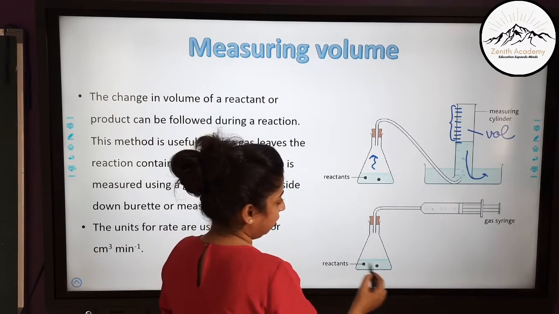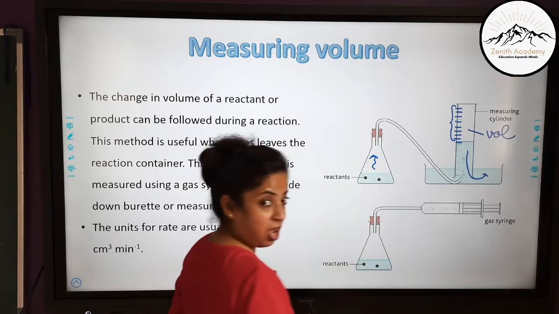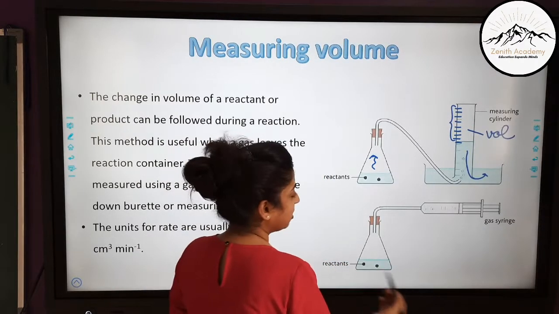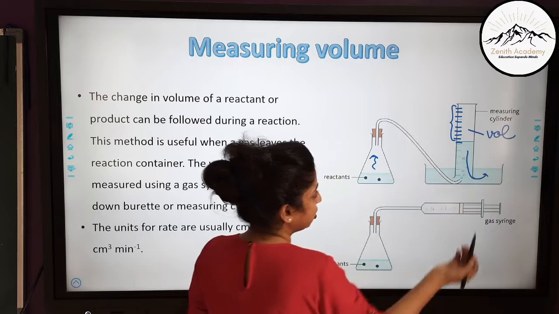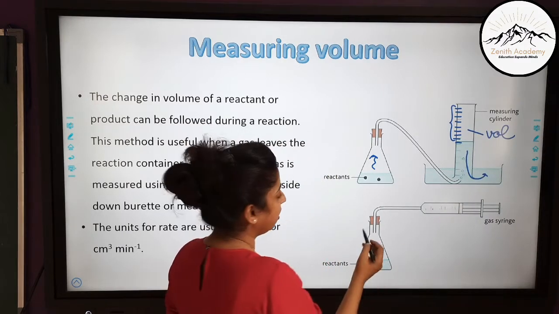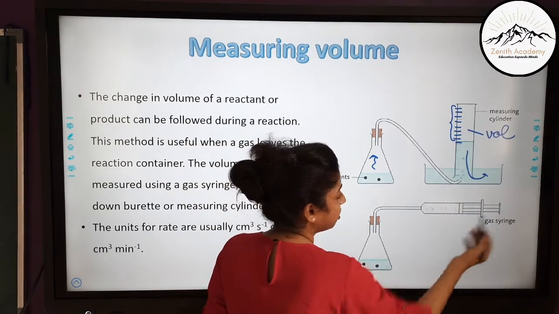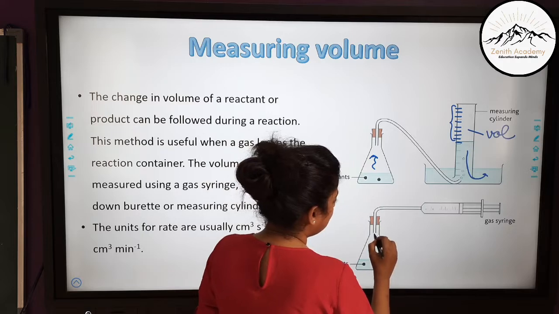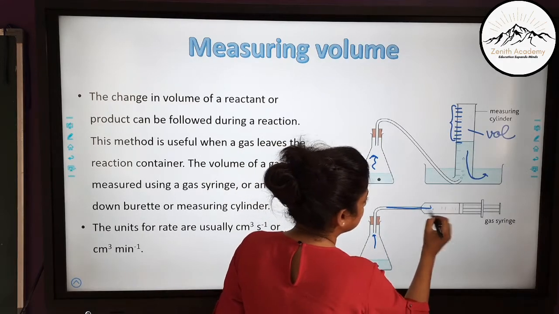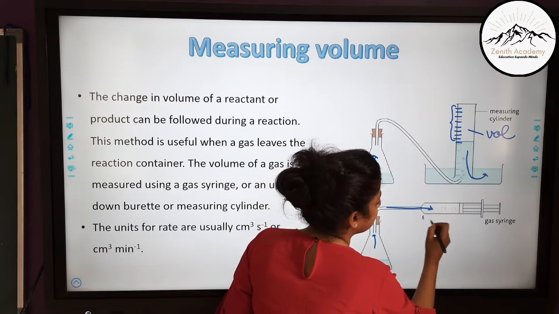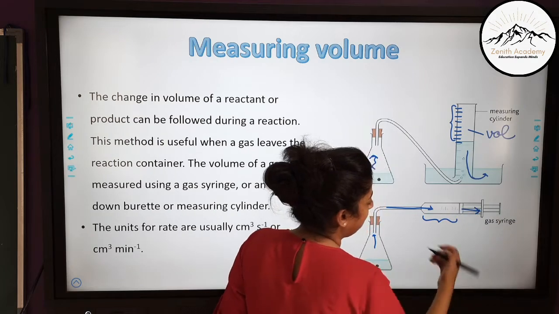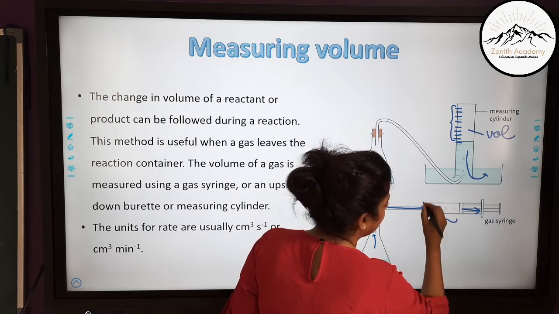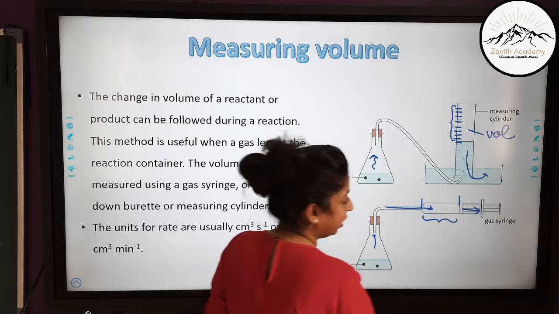Another way is by using a glass gas syringe. Here the same method is followed. Instead of the delivery tube leading to a measuring cylinder or the upside down burette, here the delivery tube is leading to a syringe. Now when gas escapes here like this, it starts filling in it and the piston is pushed back, and we can note down the reading.